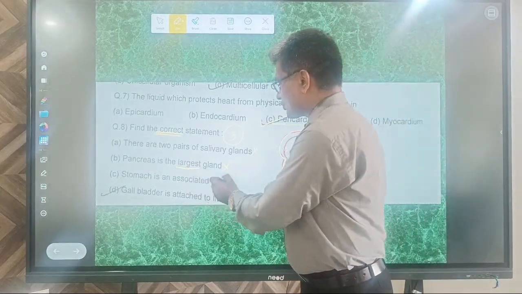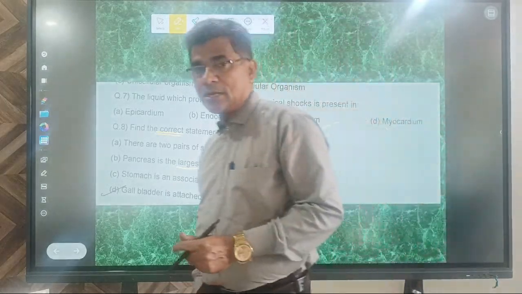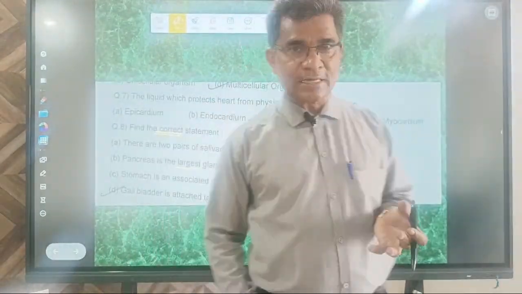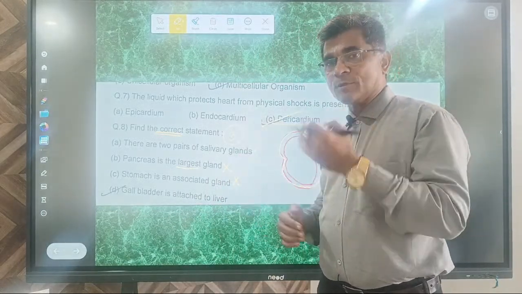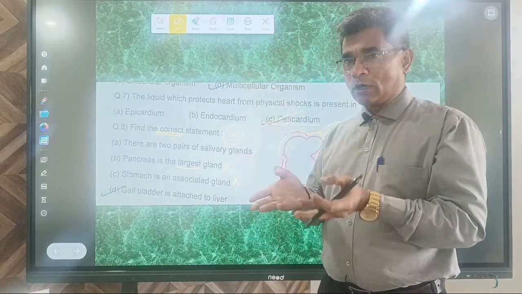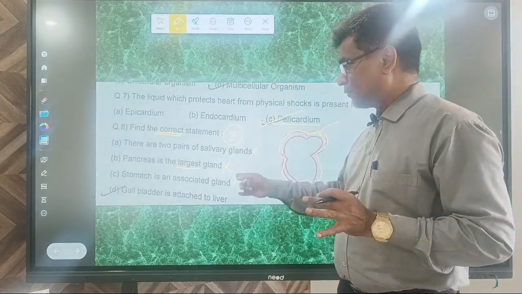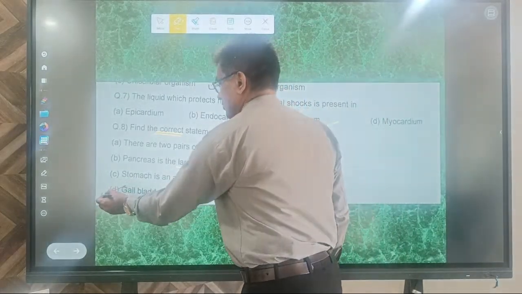Stomach is an associated gland. No, stomach is a bag-like, J-shaped structure, which stores food and digests proteins, where digestion of protein starts. तो stomach gland नहीं है. हाँ, हालांकि stomach के wall के अंदर कुछ glands है, but stomach itself is not a gland. Therefore, this option is also wrong. So correct option is gallbladder is attached to liver.